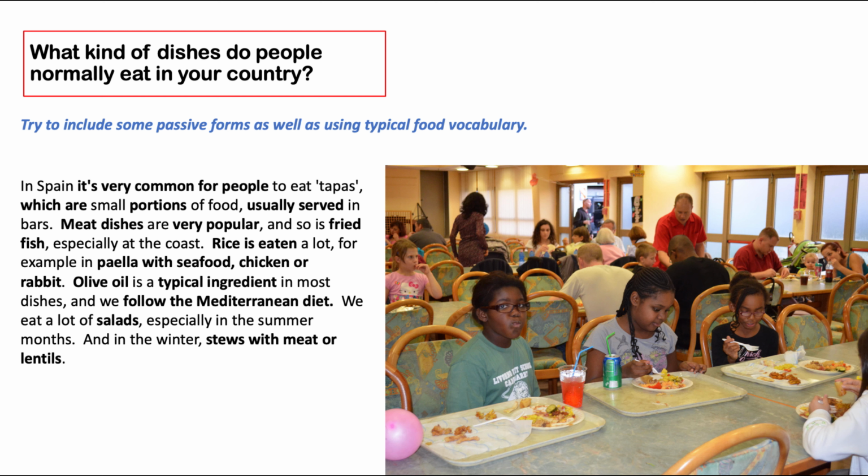Rice is eaten a lot, for example in paella with seafood, chicken or rabbit. Olive oil is a typical ingredient in most dishes, and we follow the Mediterranean diet. We eat a lot of salads, especially in the summer months, and in the winter, stews with meat or lentils.